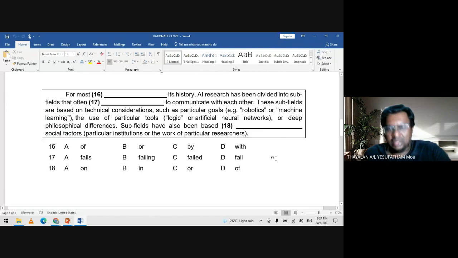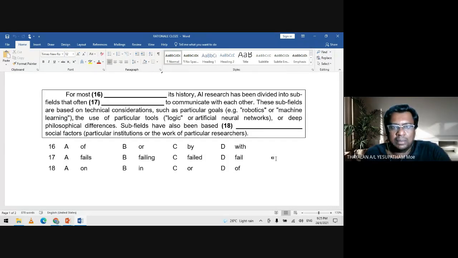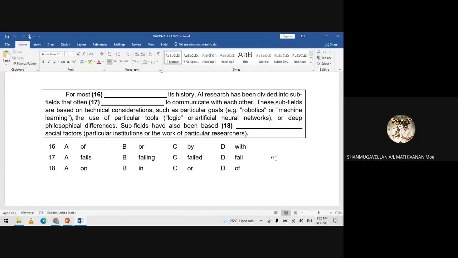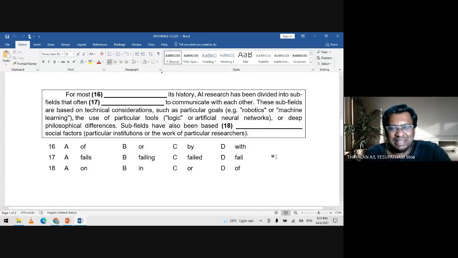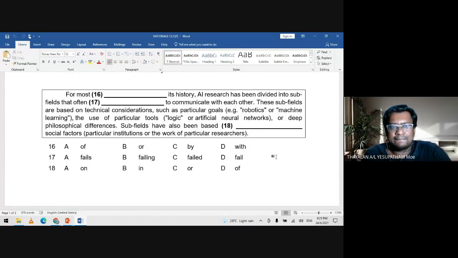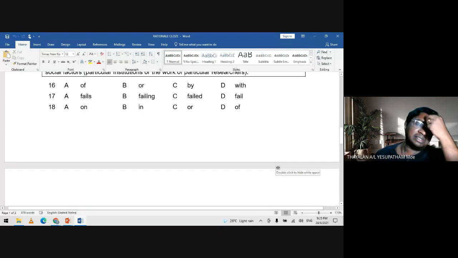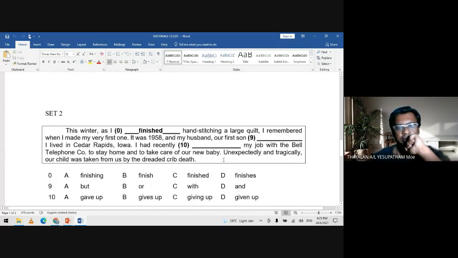Okay, now this is quite heavy. What is the answer for question number 17? D, fail. Okay, sir. What is the answer for question 16? A. Thank you, sir. All right. Okay, now this was a bit heavy. Now we'll move on to something that's lighter, a story. But don't take it lightly.